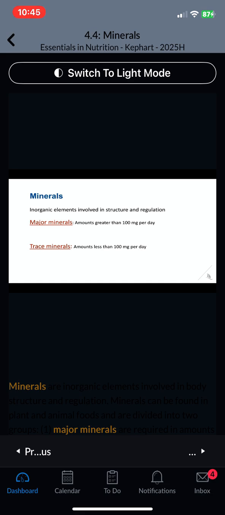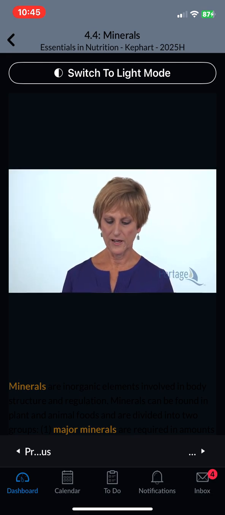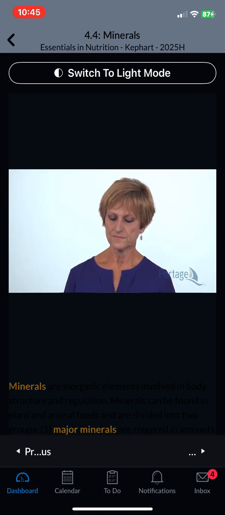Minerals can be found in both plants and in animal sources and are divided into two categories. They can be either major minerals, where we need them in amounts greater than 100 milligrams per day, or trace minerals, where we need them in amounts less than 100 milligrams per day. And many of our foods supply the minerals.